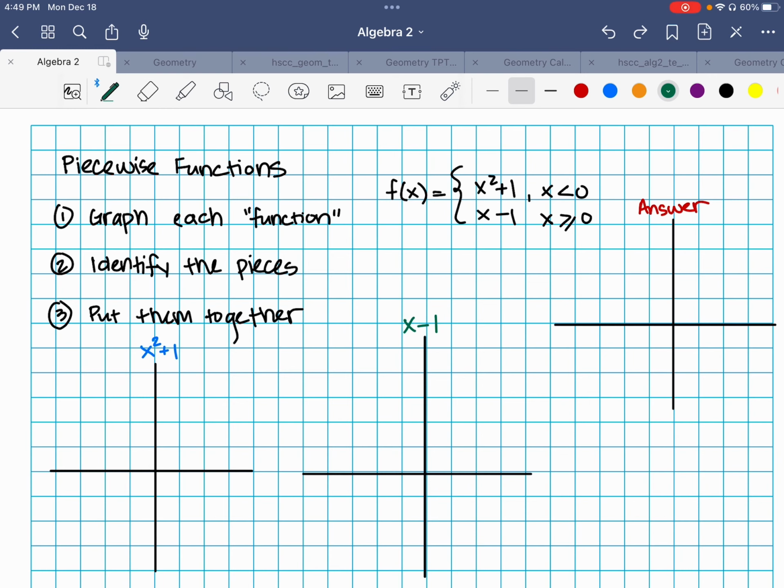All right, so this is piecewise functions. Just a really quick overview. This is how I'm going to graph this guy here. That's what we're trying to graph. That's the problem, and these are the steps I'm going to take.